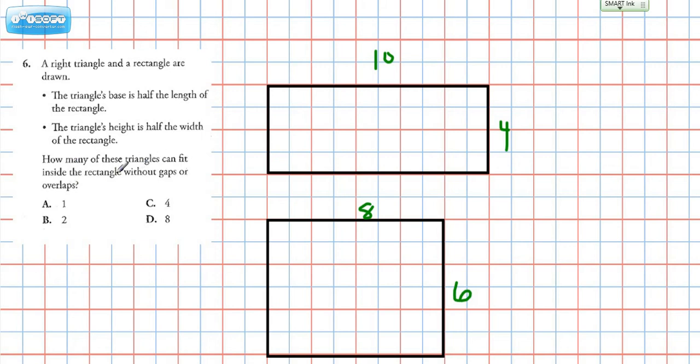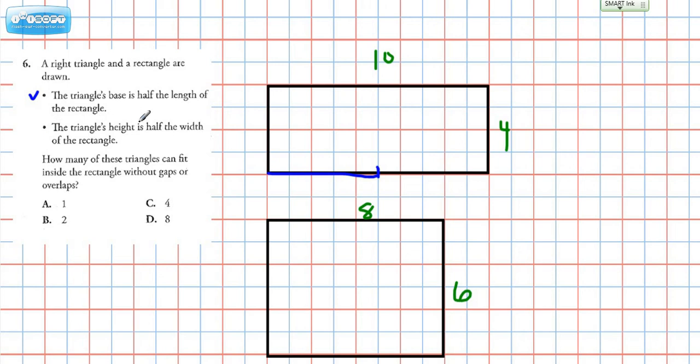I thought what we would do is take two hypothetical rectangles and break them up with little right triangles inside. So let's go back and look at this first rectangle to help wrap our brains around the bullet points shown here. The triangle's base is half the length of the rectangle. So if we split this in half, that would be right here. So let's say this is the base of the triangle. All right, so that takes care of that.